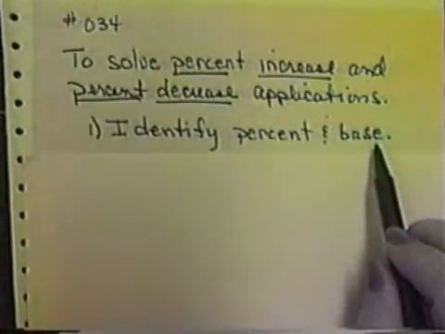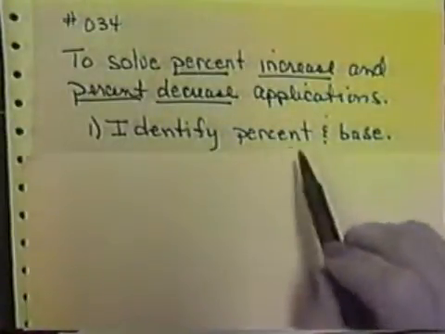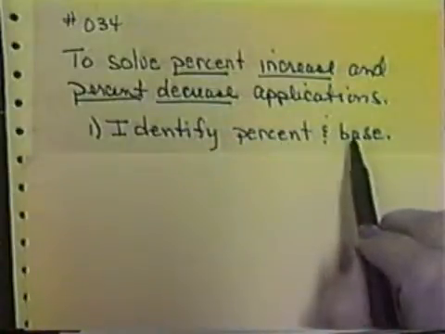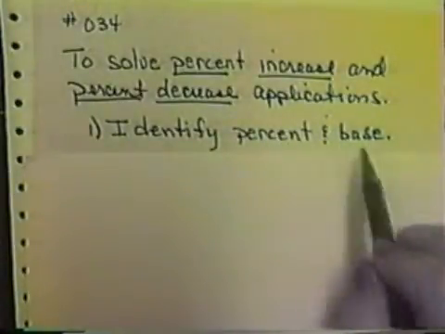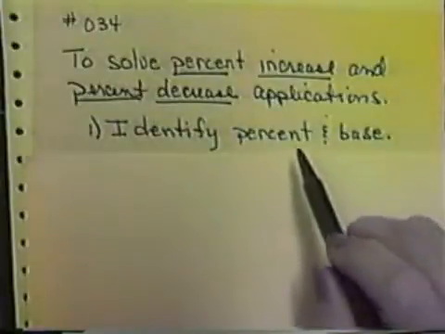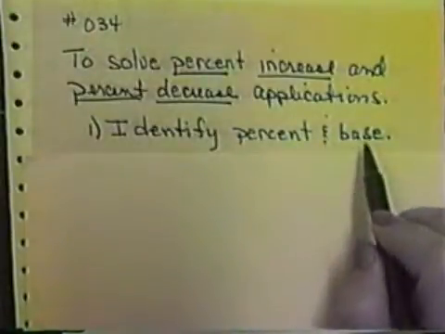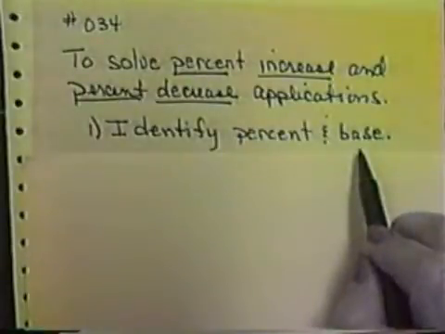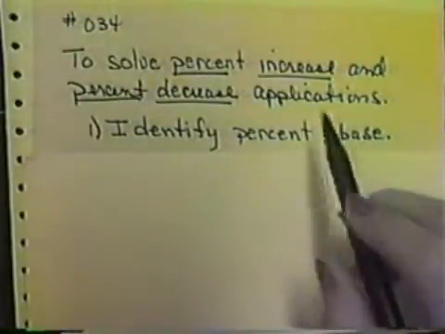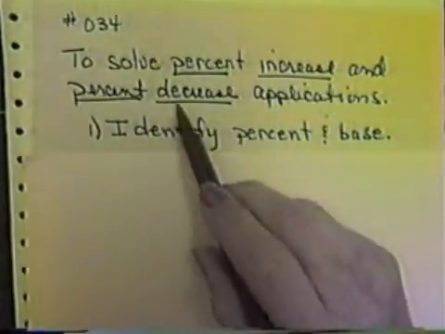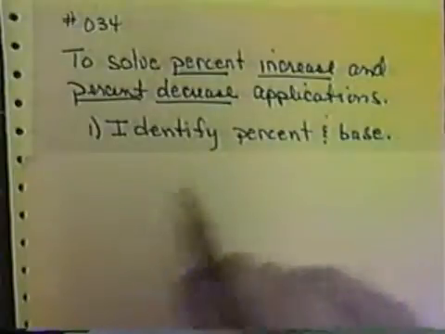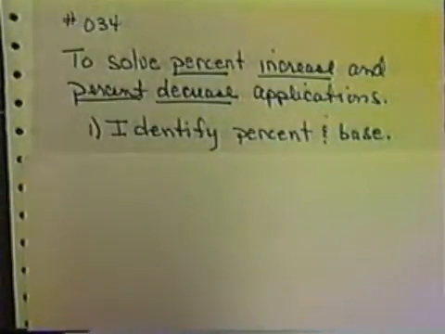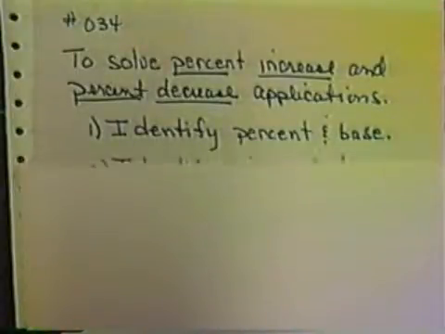The base, of course, remember, is what we're taking the percent of. The percent of something. That something is our base. Remember, it's usually the original amount, the total amount, what's behind the "of." But in this case, it's going to be the amount that we had before the increase or before the decrease. Okay, the base is going to be what we started with.